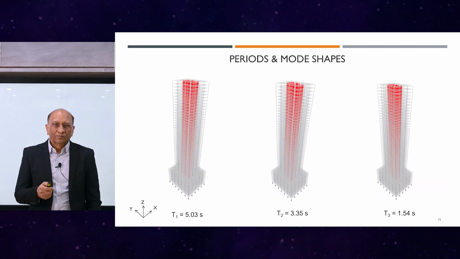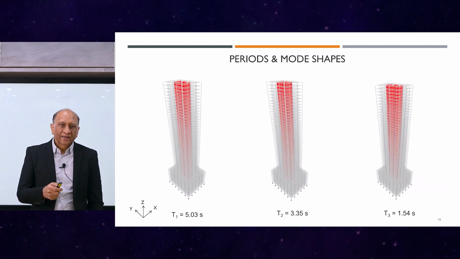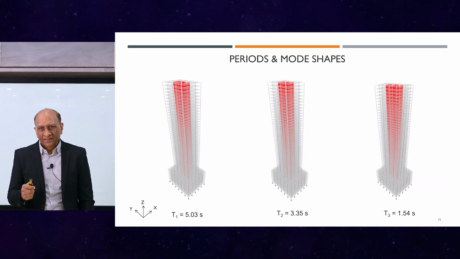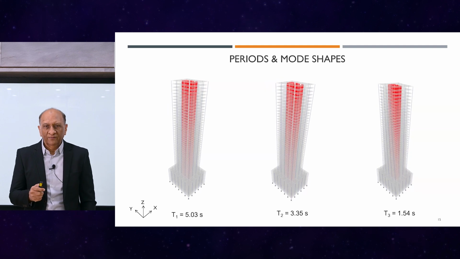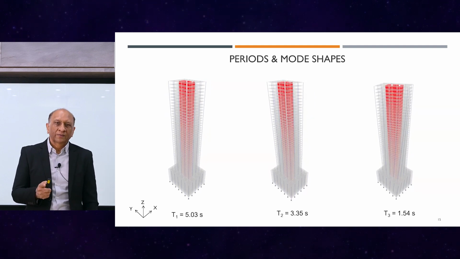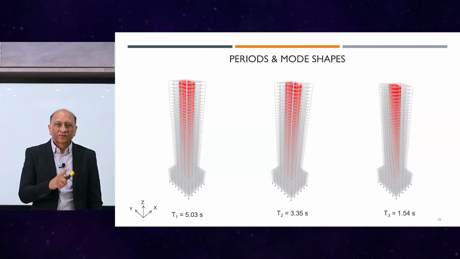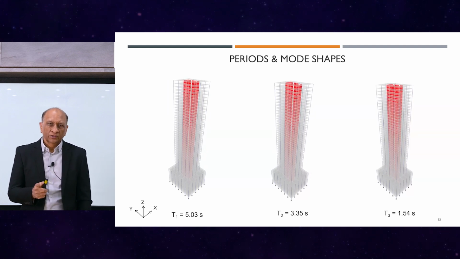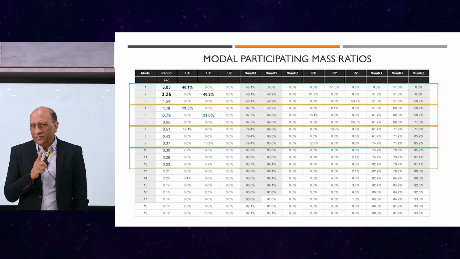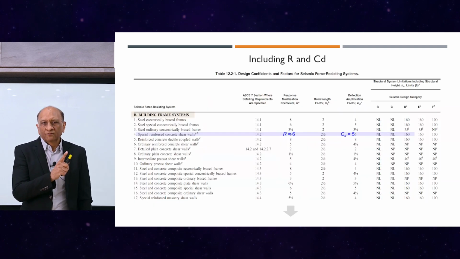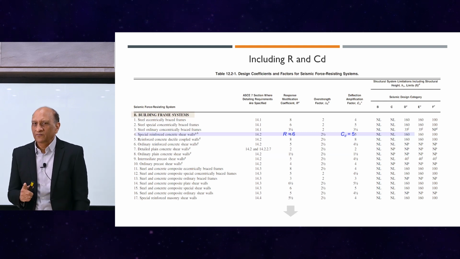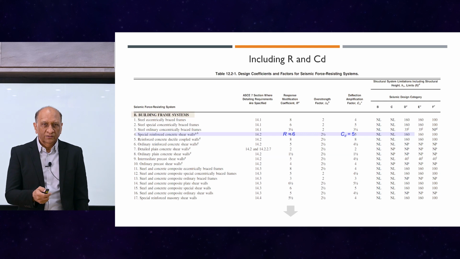So that's the mode shapes of this building and the natural period. The first period along the weaker direction is 5 seconds. The second period along the stronger direction is 3.35, and the torsional is 1.54. From the previous webinar, we remember this is a symmetrical building, and we have the first two translation modes followed by a torsional mode. So it's pretty much what we expect. But what is important is the difference between the first mode in the weak direction and the first mode in the strong direction.